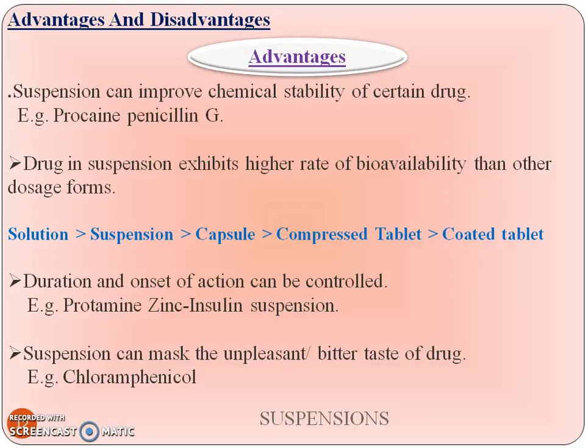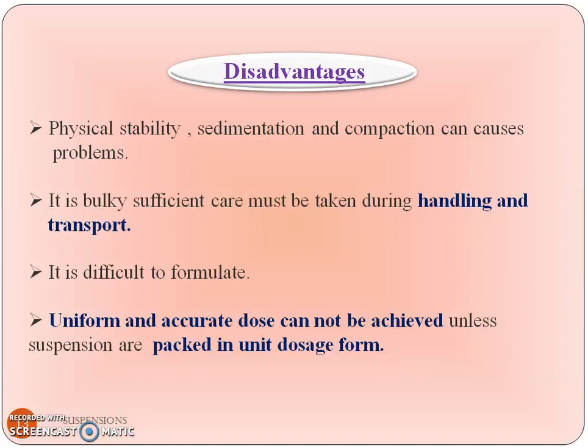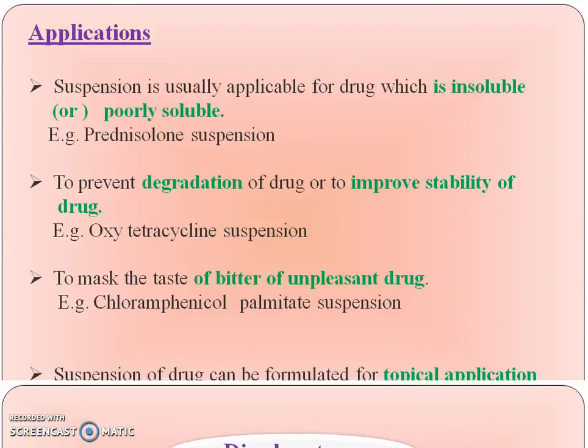Example is chloramphenicol. Disadvantages: physical stability, sedimentation and compaction can cause problems. It is bulky. Sufficient care must be taken during handling and transportation. It is difficult to formulate. Uniform and accurate dosage cannot be achieved unless suspensions are packed in unit dosage form.